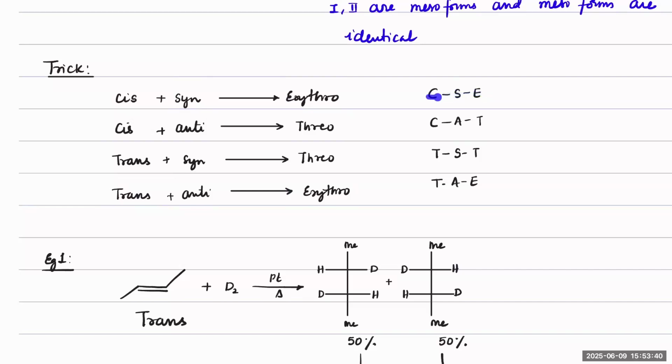CSE, maybe computer science engineering. You can remember it this way. Correct? Next, CAT, that is cis, anti, and threo form. TST, remember it like a test. Okay? EAT or TAE, eat. Correct? So these are the important clubbing of groups we should know. That is, if you have a cis form, syn addition, erythro. Cis form, anti-addition, threo. Trans form, syn addition, threo. Clear, beta?